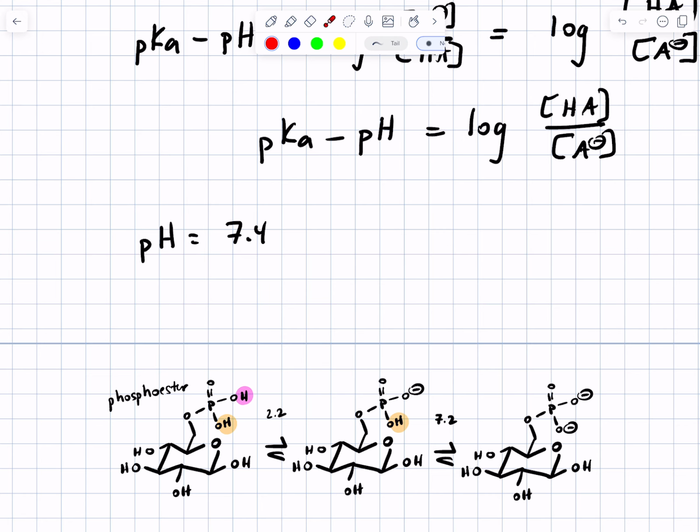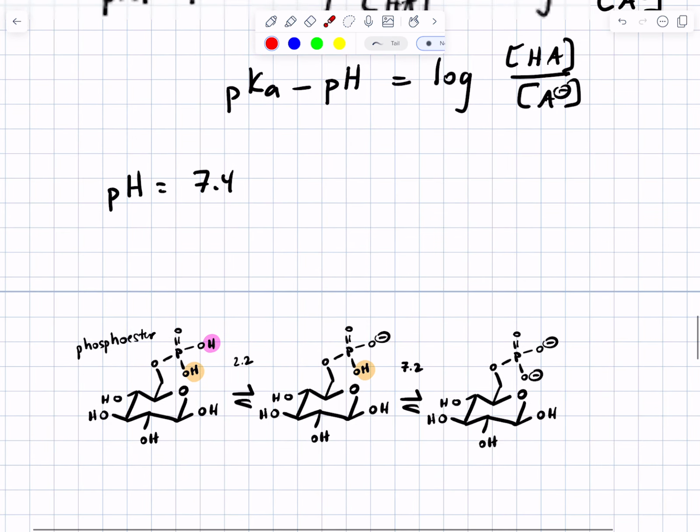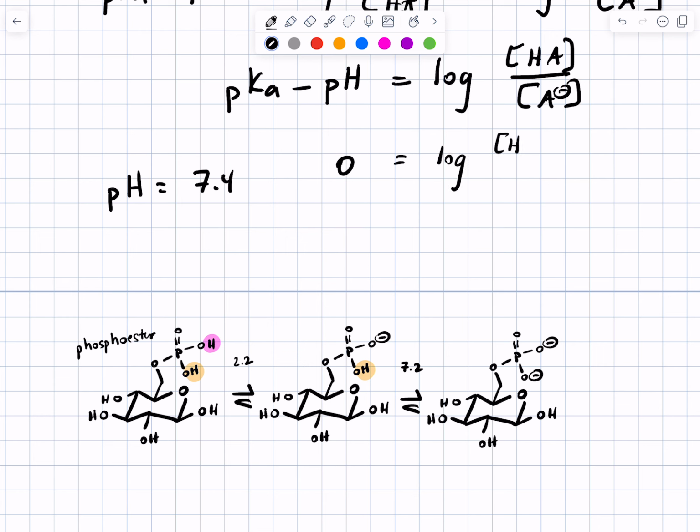Okay, now let's look at the second number, which is 7.2. pKa of 7.2 minus pH of 7.4. That number is still negative, but only slightly. Let me ask you this. If pKa is equal to pH, what does that tell me about the ratio of acid to conjugate base? Equals 1, right? Because the logarithm of 1 is 0.